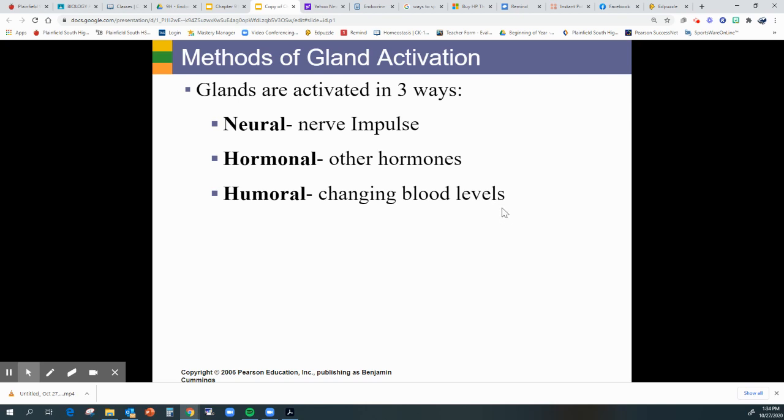Or there could be a specific chemical in the bloodstream, say like glucose, right? The level of glucose in our system would trigger the pancreas then to secrete insulin, which would lower it, or the opposite would happen. If we don't have enough glucose, we could secrete glucagon, and that would cause our liver to release more glucose, okay? So again, make sure you jot these down and take a look at them.